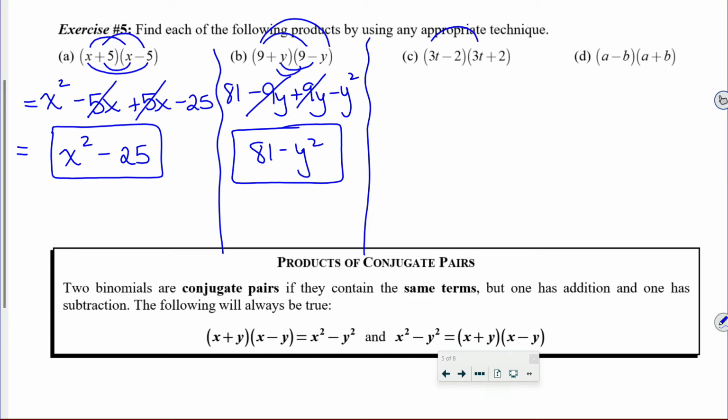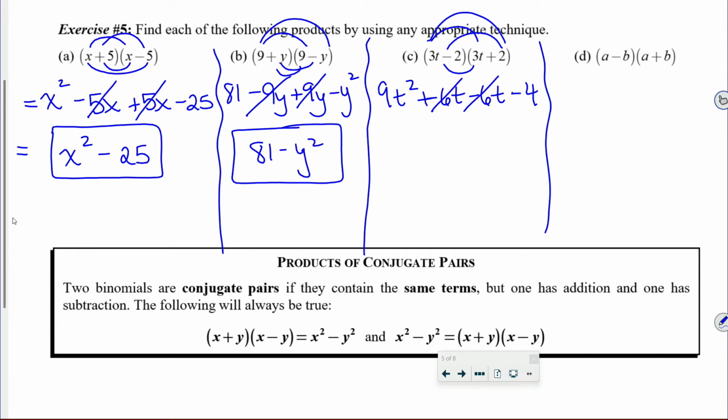In letter C, I have 3t times 3t, which is 9t squared. 3t times positive 2, which would be positive 6t. Negative 2 times 3t, which would be negative 6t. And negative 2 times positive 2, which would be negative 4. Somehow, the 6t and the negative 6t cancel, and I'm left with 9t squared minus 4.